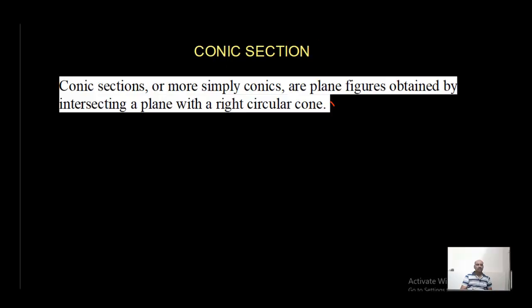Just now I explained about cone and double napped cone, how they are generated. But our actual topic is conic sections. Conic means a cone. Section means to divide or to cut. First of all I want to define the conic section. Conic sections, or more simply conics, are plane figures obtained by intersecting a plane with a right circular cone. Now through one example I will explain this.